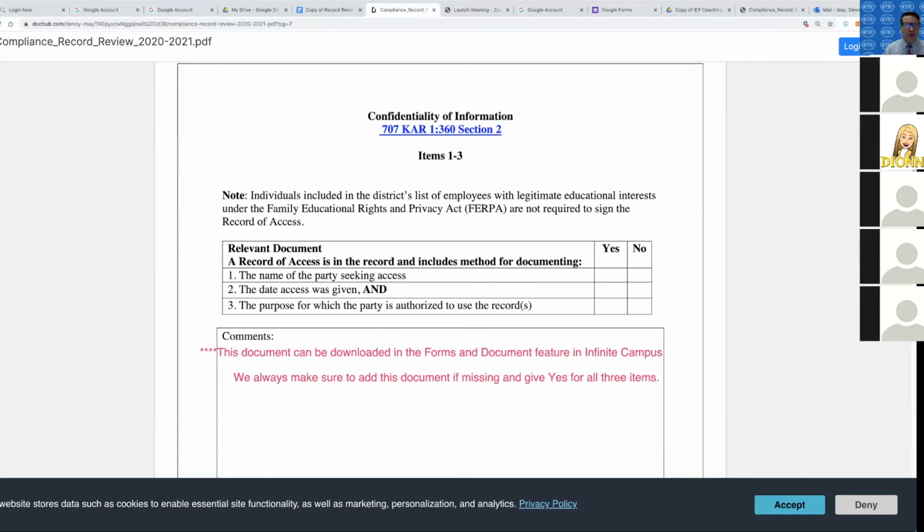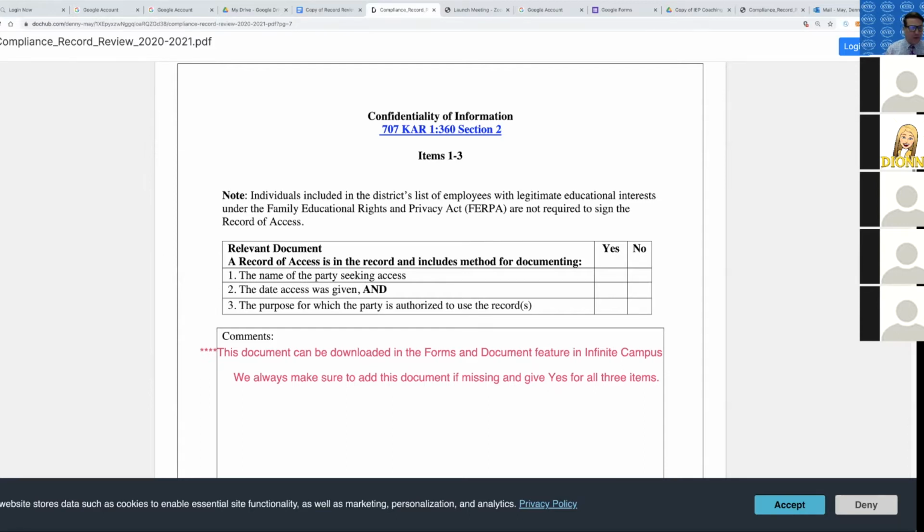You need to know those individuals included in the district's list of employees with legitimate educational interests under FERPA are not required to sign the record of access. So this is a document that you would have within your file. This is one of those things that when we review files, we say, hey, if you don't have it, let's get that in there. It's a computer generated form. It should be in there, and it should be signed by folks that are not an employee of the district. So if I come out, I need to be able to sign that. If someone else from KDE comes in, they're not an employee of the district, they need to sign that if they're reviewing the file. So that's the purpose of that.